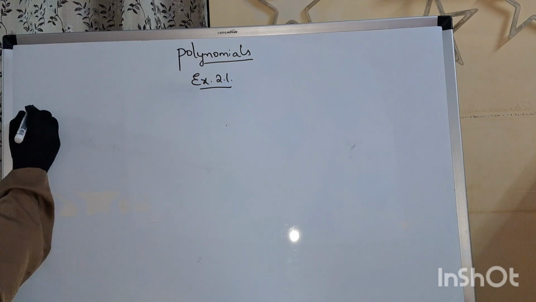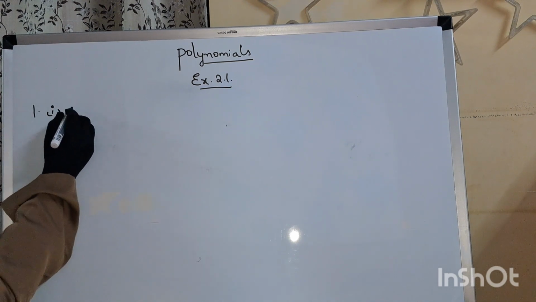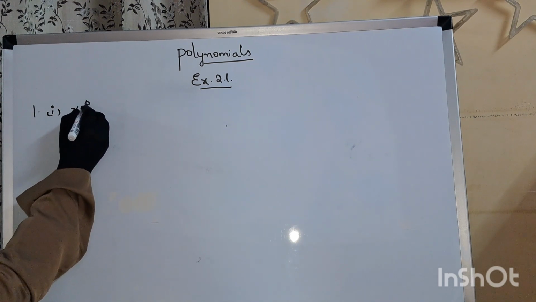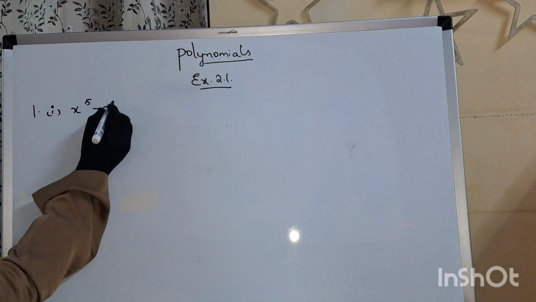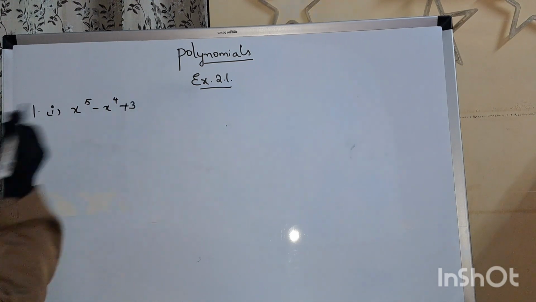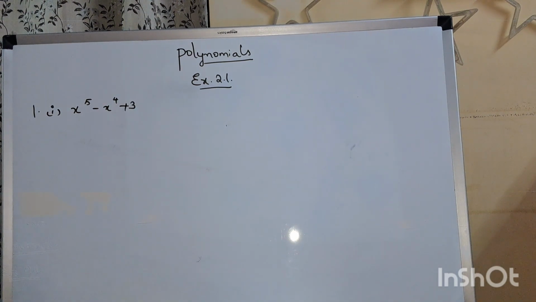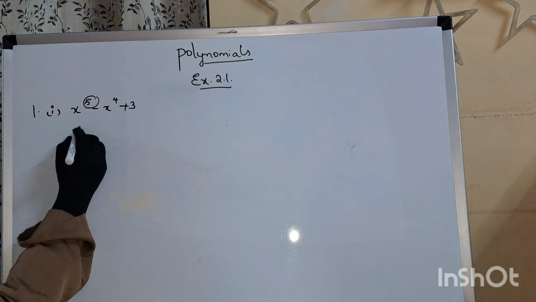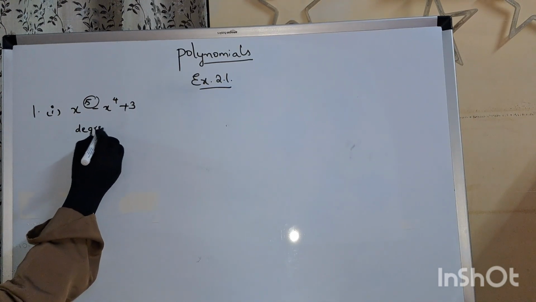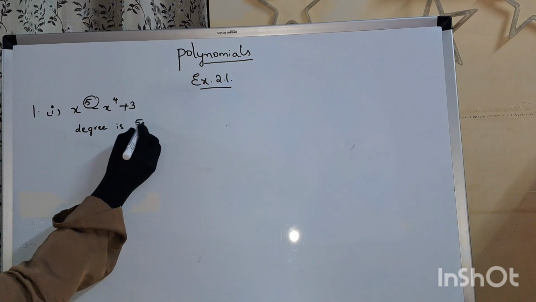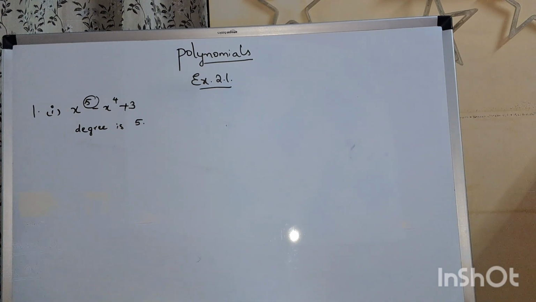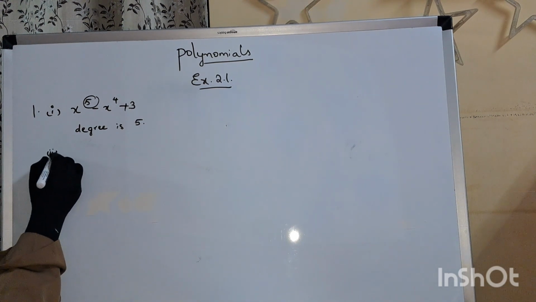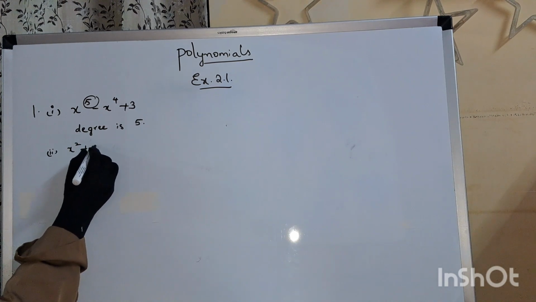below. The first question is find the degree of the polynomial x power 5 minus x power 4 plus 3. As we already know, the highest degree in the equation will be the degree of the polynomial. So here the degree is 5, right? Similarly for the other questions, question number 2, x square plus x minus 5.